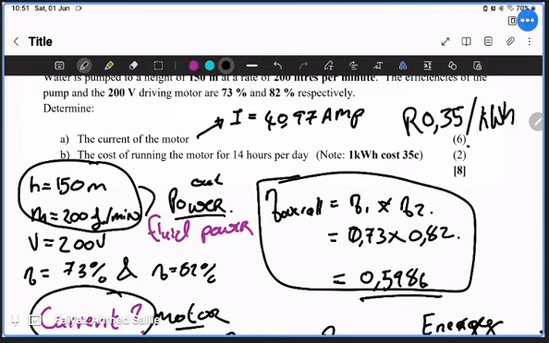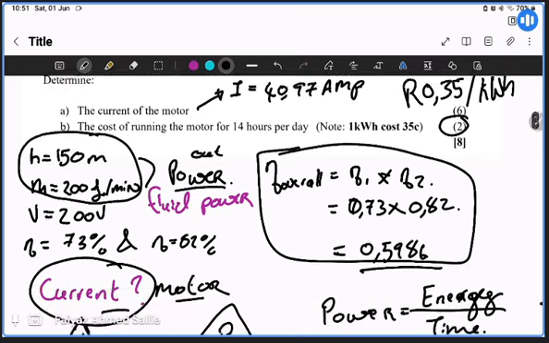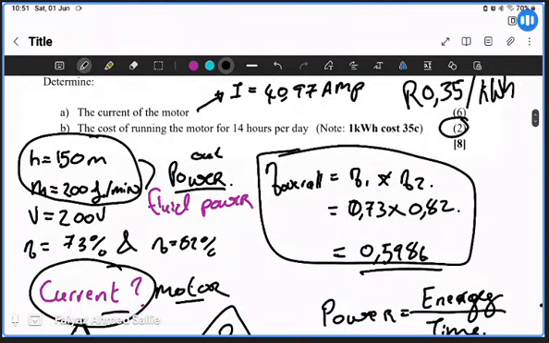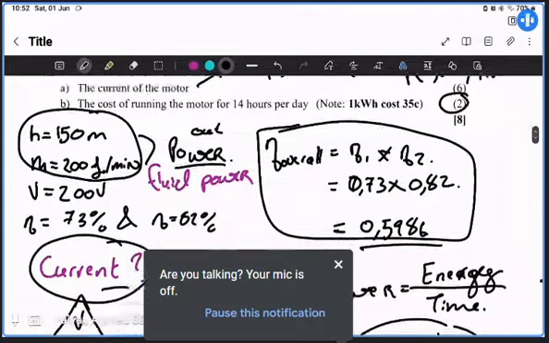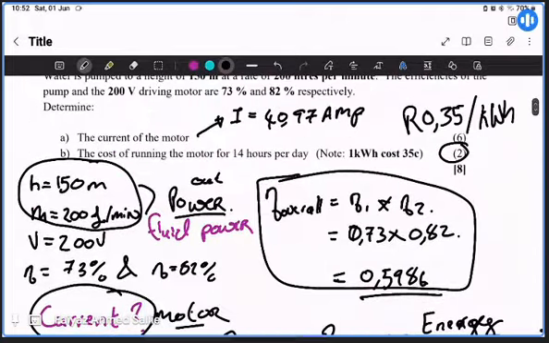And this question is very frequently asked in most of the question papers. They like to ask this question because I think they want students to know how to calculate the cost of running an appliance for a certain amount of time. Okay, so let's see what is given.